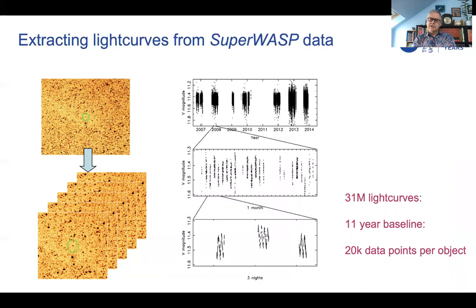And then if we zoom in just on 3 of those nights, you can now begin to see that this particular star is varying in brightness. You can see the brightness goes up and down in a fairly regular manner. And typically for each of these 30 million or so stars that we've measured light curves for, we would have around 20,000 data points per object.